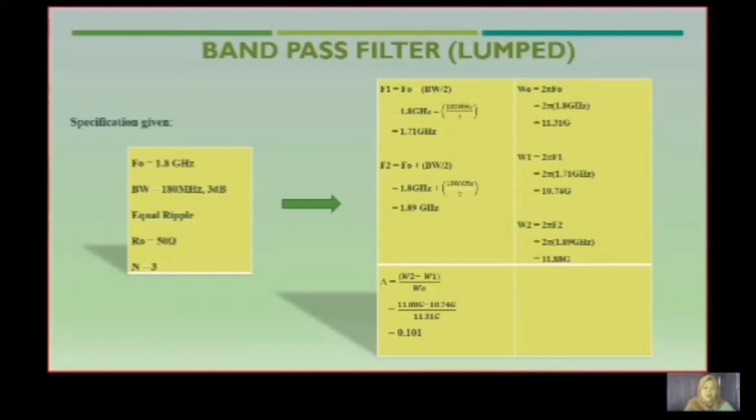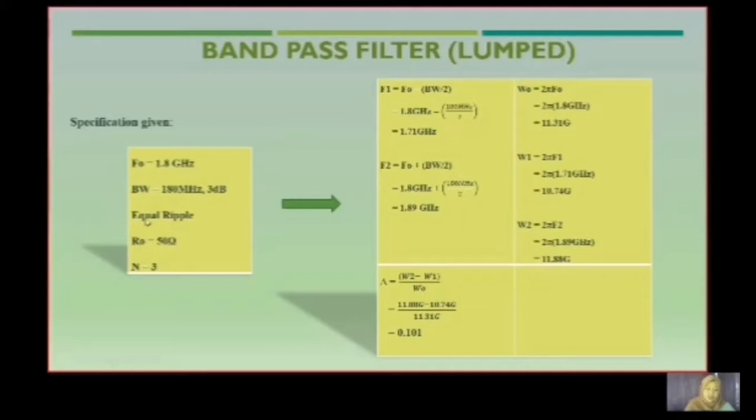First and foremost, this is the specification given that consists of center frequency with insertion loss 3 dB, 50 ohm for impedance, and the filter order which is equal to 3. So we are required to design this band pass filter with equal ripple filter implementation.